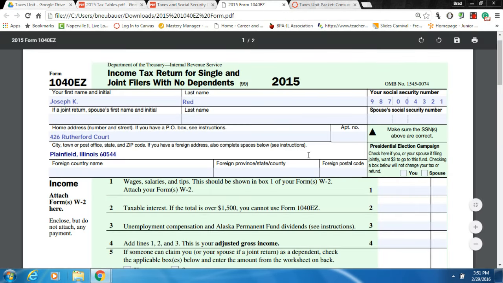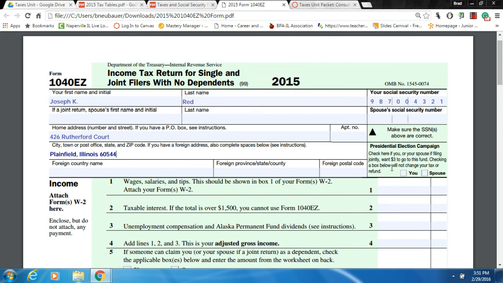Okay. The next thing we need to look at is this presidential election campaign. It says check here if you or your spouse, if filing jointly, want $3 to go to this fund. Checking a box below will not change your tax or your refund. Ultimately, if you check this box, you're telling the government that you want $3 to go into this fund, that anybody who's running for president can pull money out of in order to run for president.